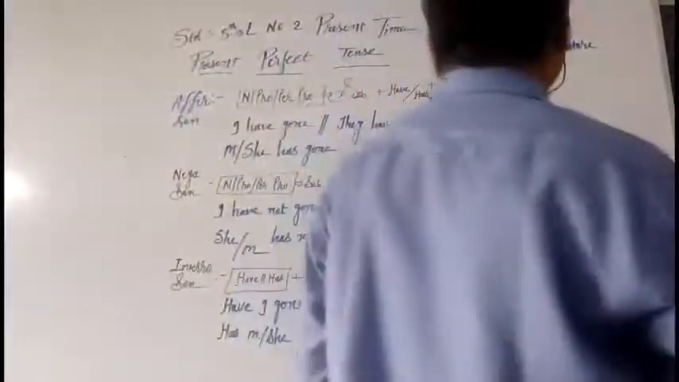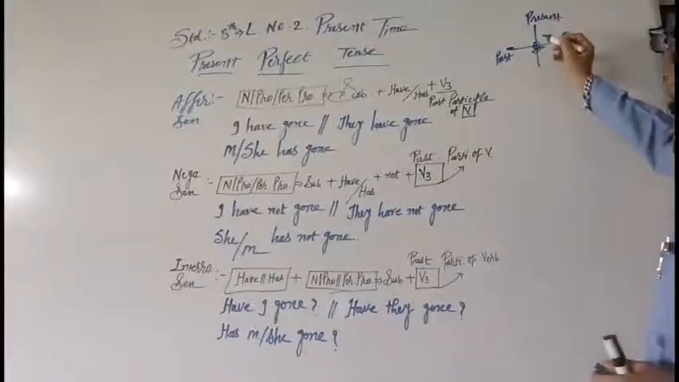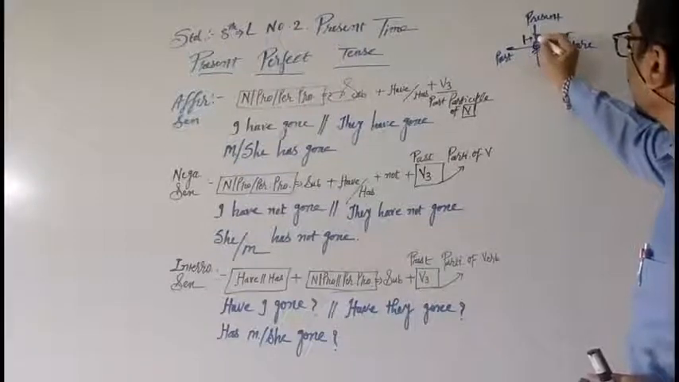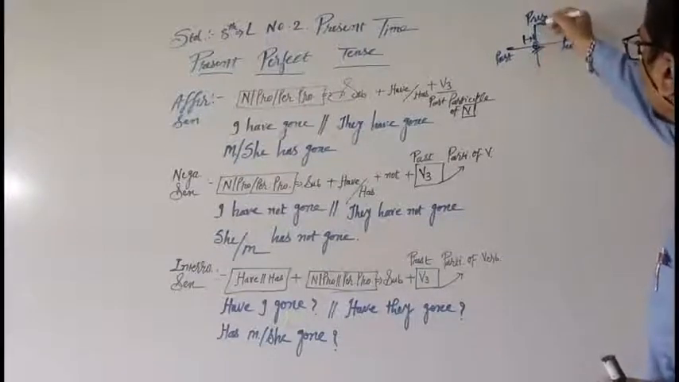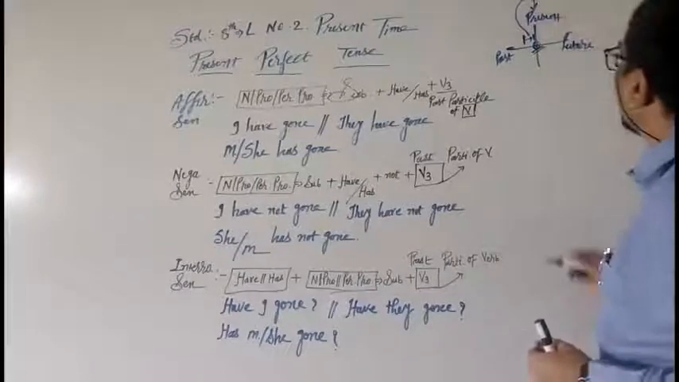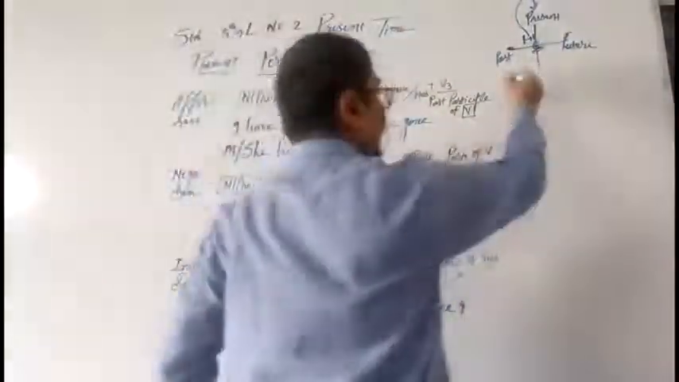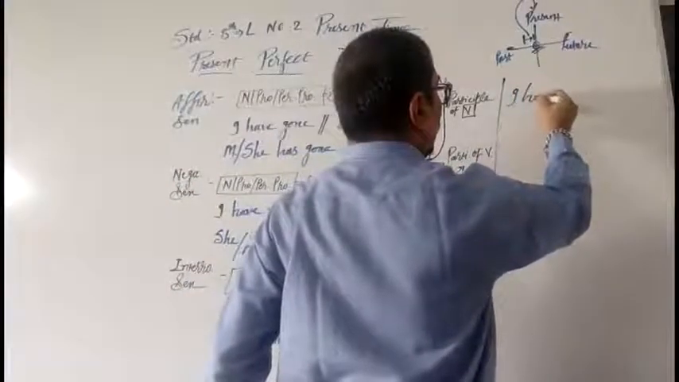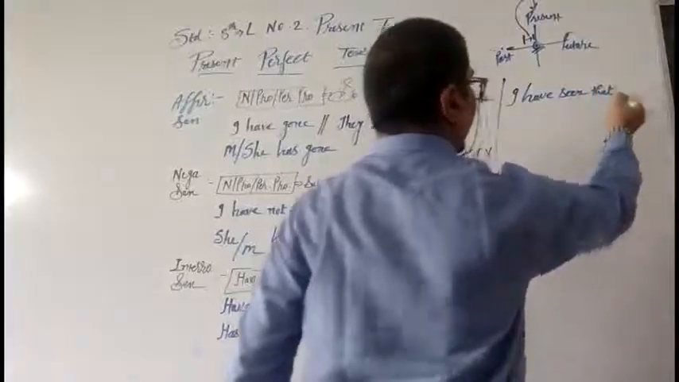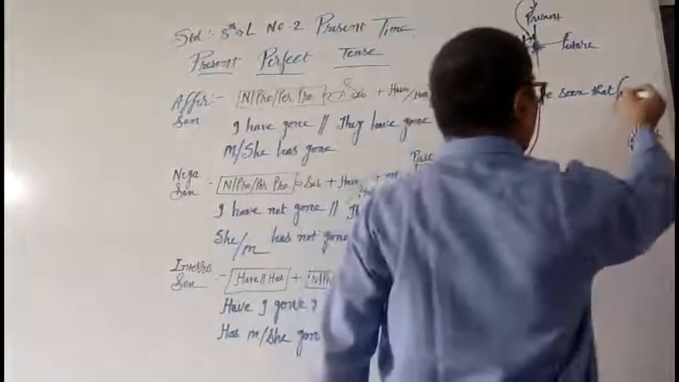You see here, we are here where there is no past, no future. Something happened here that is over just before the present time, and the effect of that action is on the present time. That's the difference between two sentences. I have seen that. That means that film, that scene, whatsoever it is. I have seen that film.